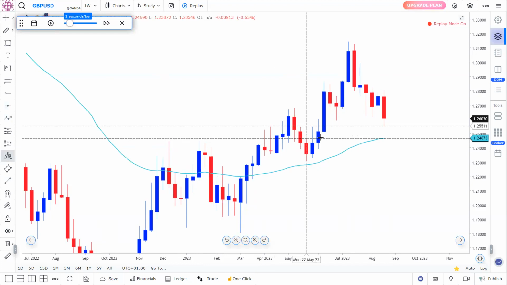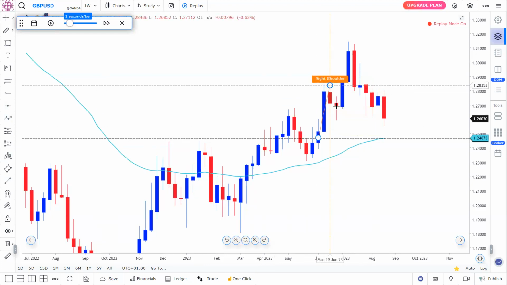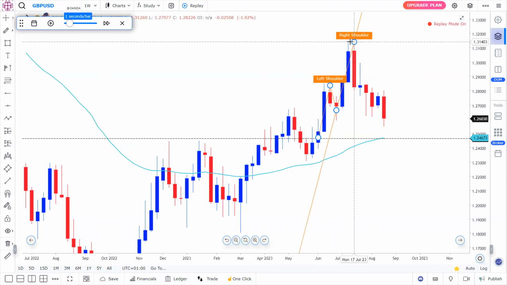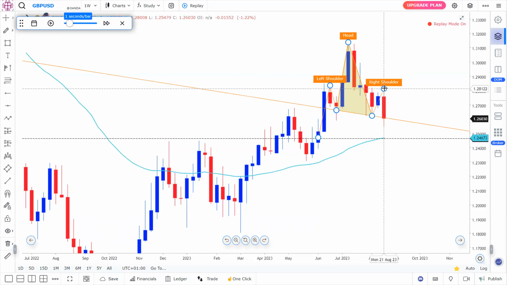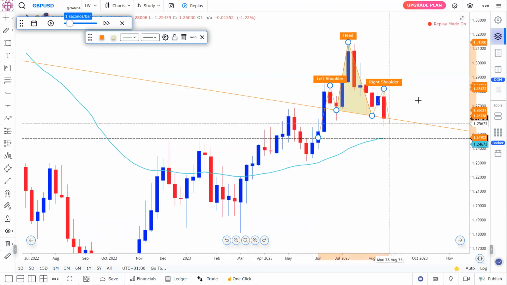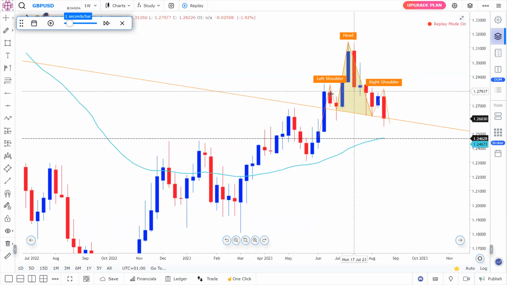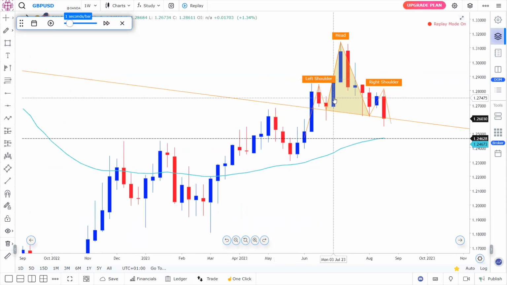from the weekly time frame, price presented us a sharp reversal pattern, being the head and shoulder pattern. And this also confirms the shift in market structure from bullish to bearish environment.